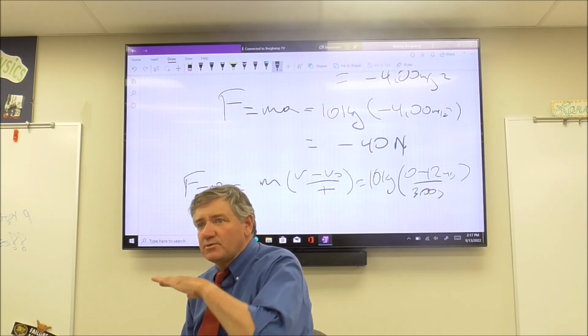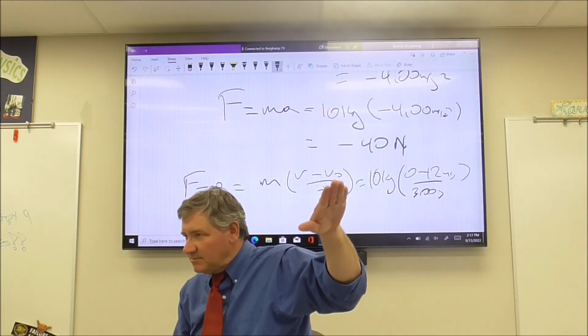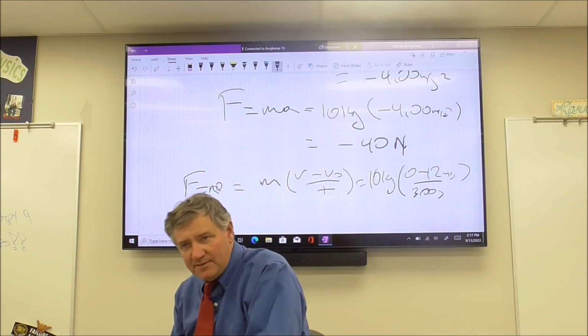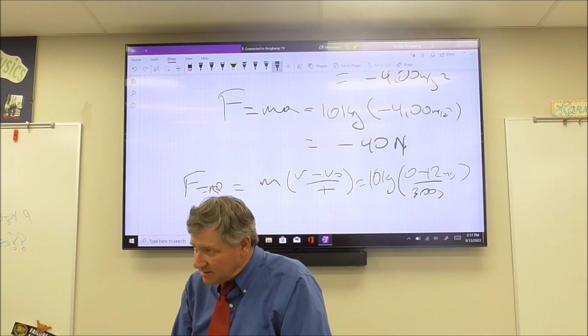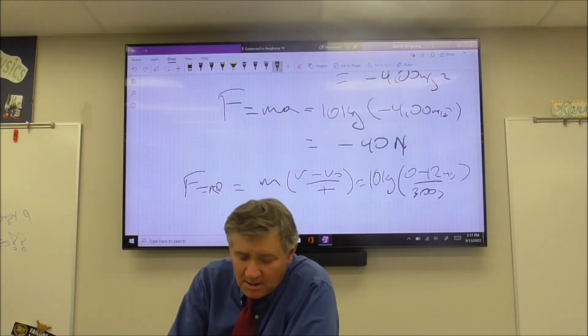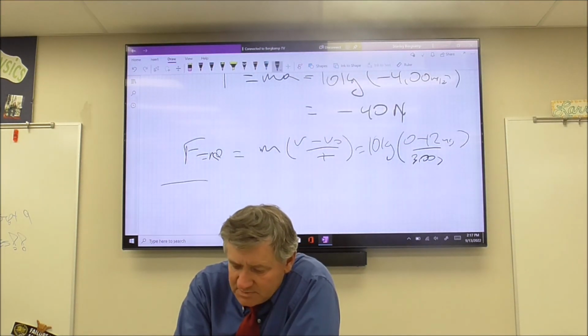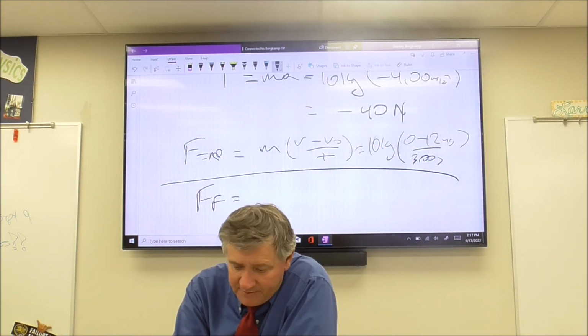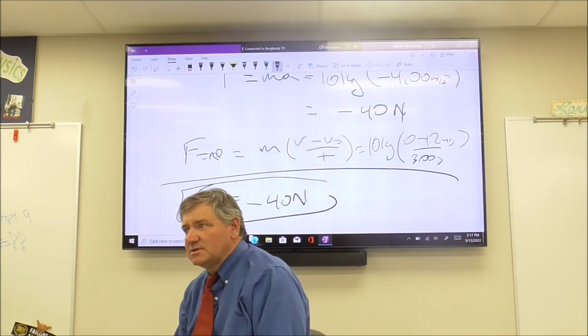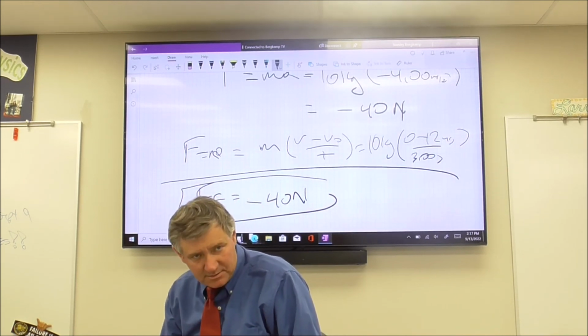So you can either work it as just one big F equals ma problem, or you can find the acceleration separately, multiply that by the mass, get that. So this would be my frictional force, right? Because that's what's making it stop. So I have a frictional force of negative 40 newtons. That's what's making this thing slow down.